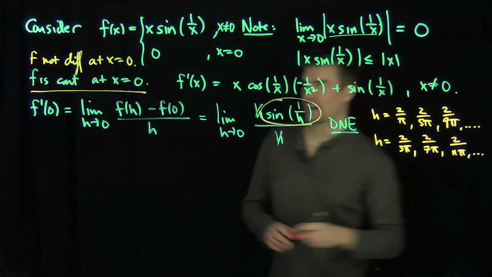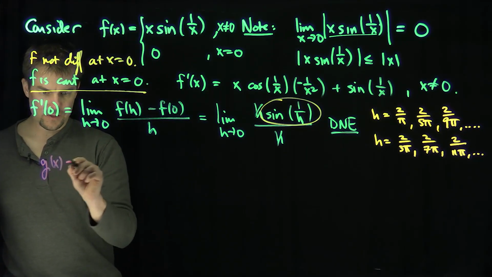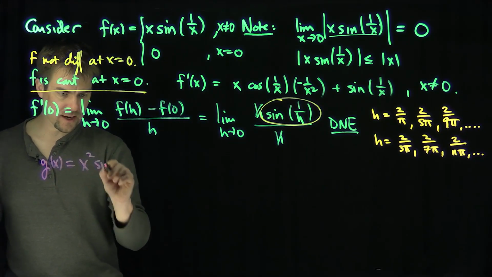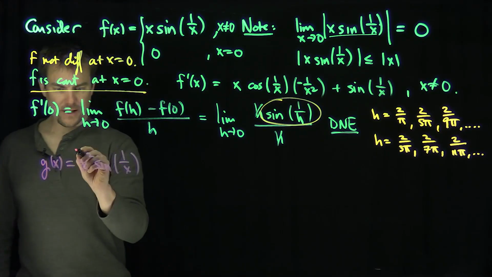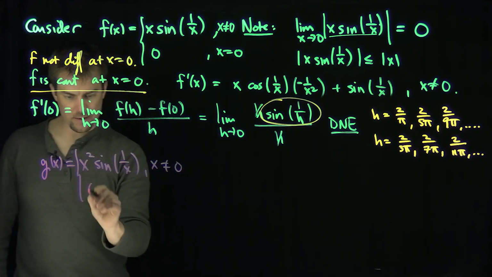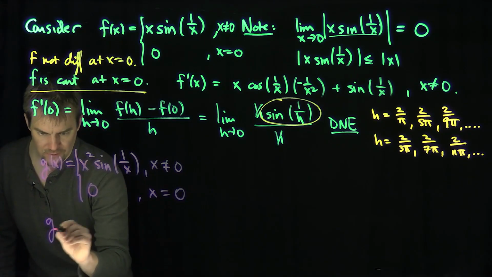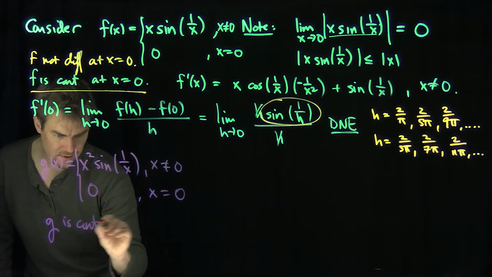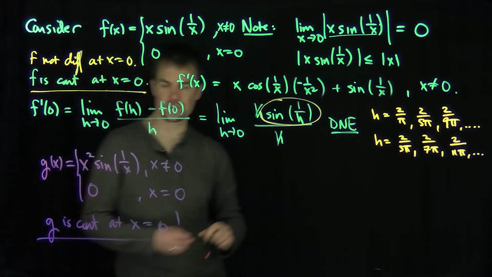Let's modify this a little bit. Let's consider this function over here, g of x. So g of x is going to be x squared times the sine of 1 over x. That's, of course, what it is when x is not equal to 0, and by the same argument over here, we can see that this function g is 0 at x equals 0. So g is a continuous function at x equals 0.